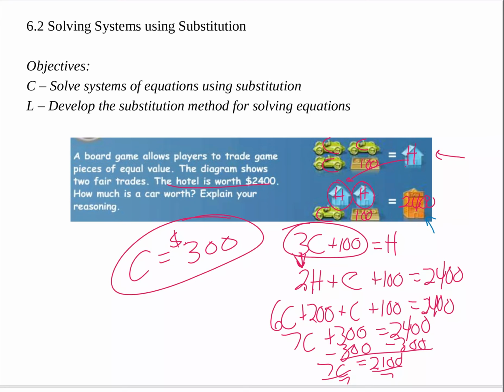We make fair trades. 4 quarters is $1. That's the same type of fair trade. If I have 4 quarters and you are looking for change, I give you 4 quarters, you give me $1. That's a fair trade. That's what substitution is all about. So when we do these substitution problems, we're looking for fair trades. If I solve the equation for x, I can take what x is and plug it into the other equation. I made a fair trade. Okay, that's substitution.